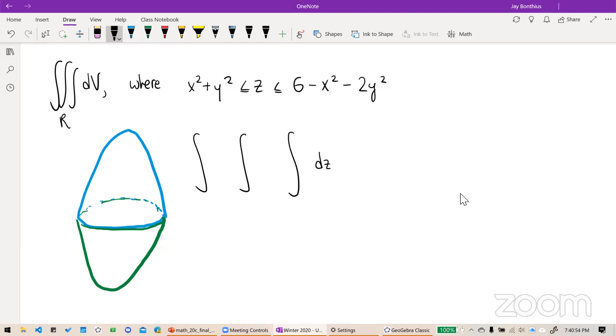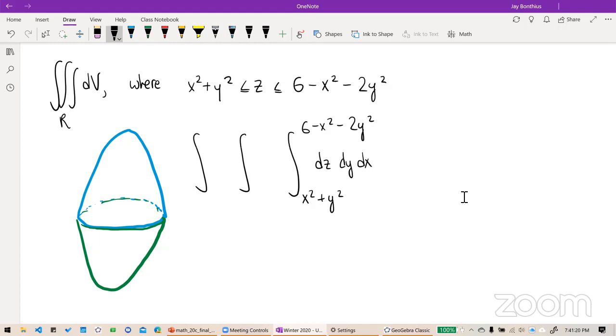The lower bound there is this green curve, and that is x squared plus y squared. And the upper bound is 6 minus x squared minus 2y squared. Okay, you guys want to do dx dy or dy dx? dy dx? Okay. So dy dx.